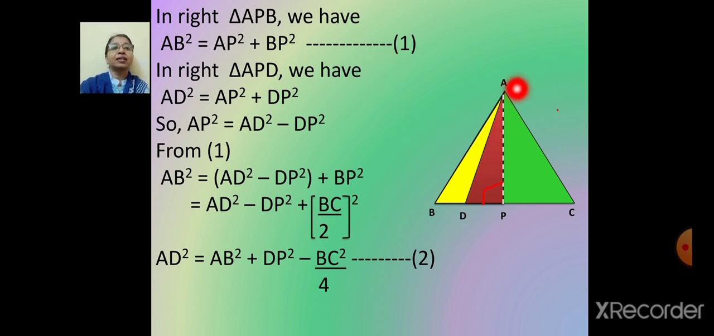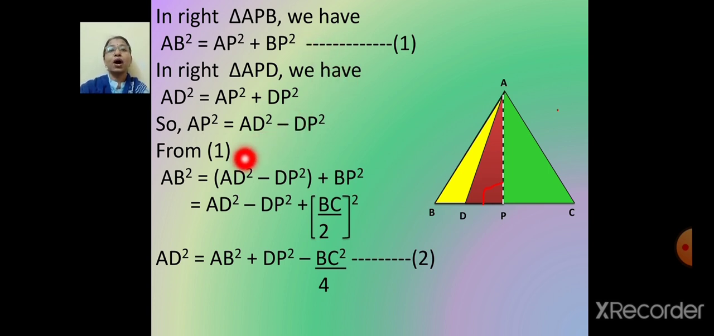Now take triangle APD, this red color triangle. Again apply Pythagoras theorem. So AD square is equal to AP square plus DP square. Right? Now in both the equation, this AP square is the common term. So let me express this equation in terms of AP square. So AP square is equal to, shift this DP square on the other side, we'll get AD square minus DP square. Now this value of AP square you substitute in equation number 1.